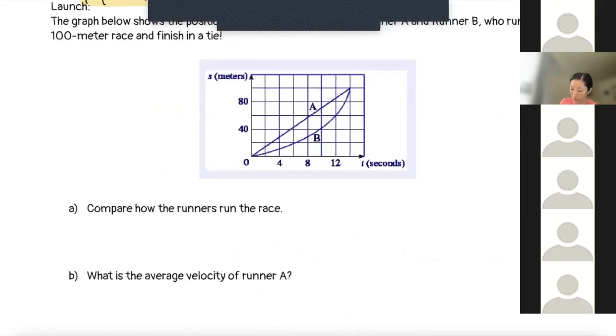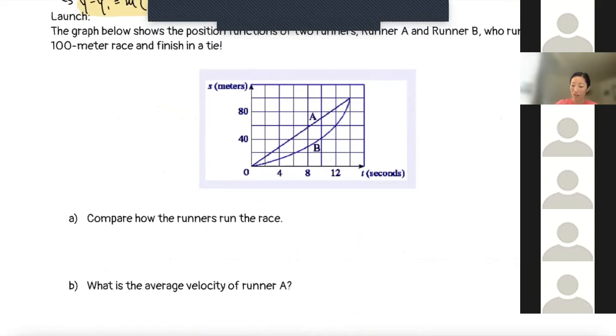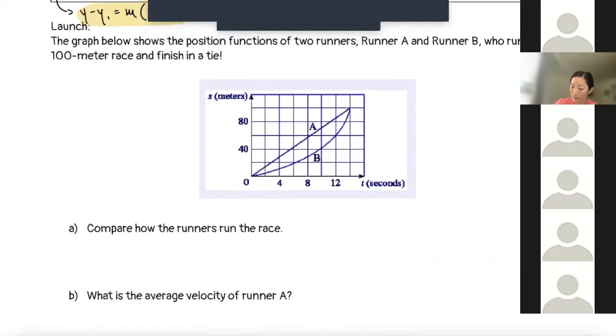All right, so here's a quick launch to think about. The graph below shows the position functions of two runners, runner A and runner B, who run a 100-meter race and finish in a tie.